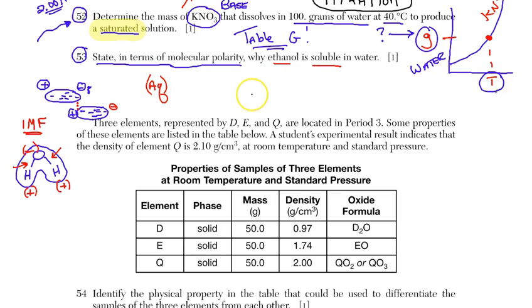And one way to remember this is that what? State in terms of like dissolves like. So you could say in terms of molecular polarity, because what? Water is polar and ethanol is polar, they will both dissolve in each other.